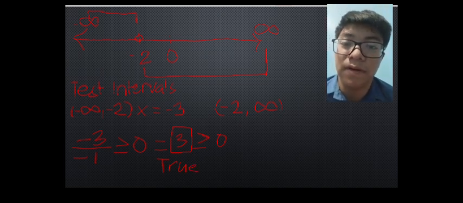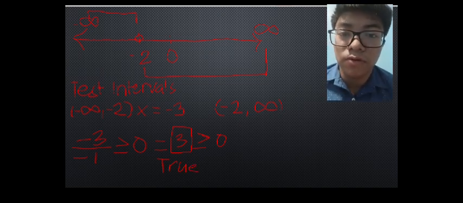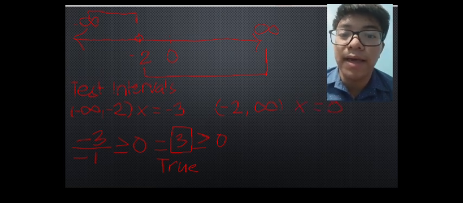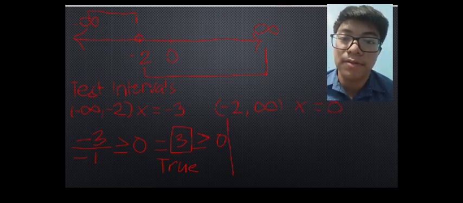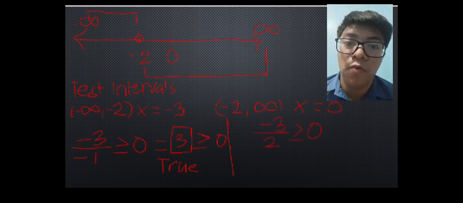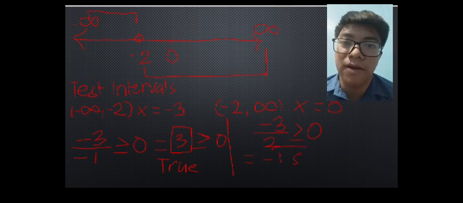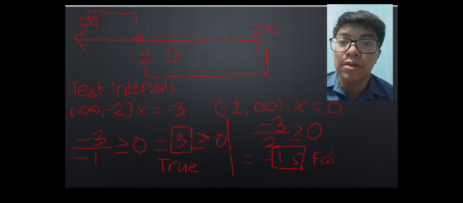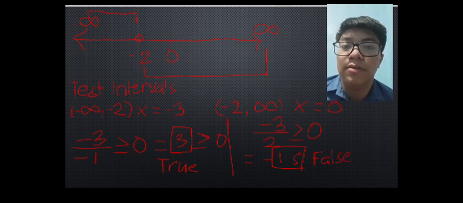Our second interval, negative 2 to positive infinity. Let's choose 0 as our x. So that will become negative 3 over positive 2. When we divide it, it will become negative 1.5. That is negative. So this does not satisfy greater than or equal to 0. So that's false.